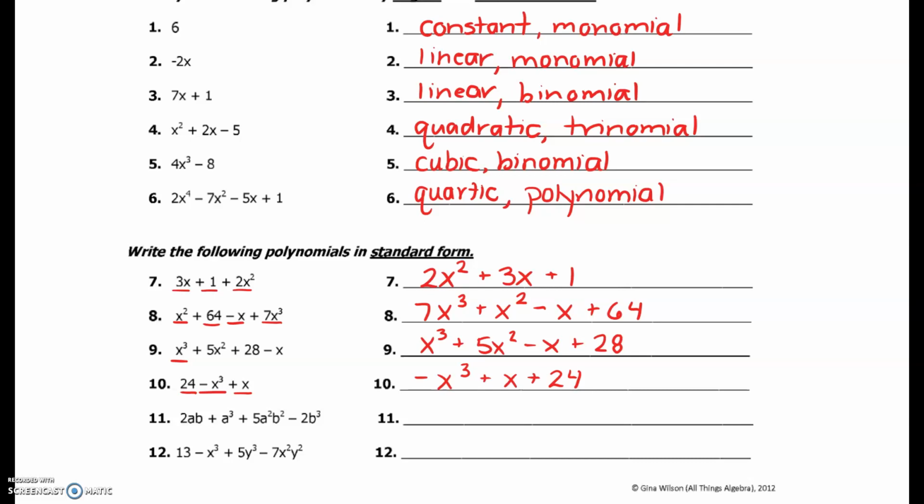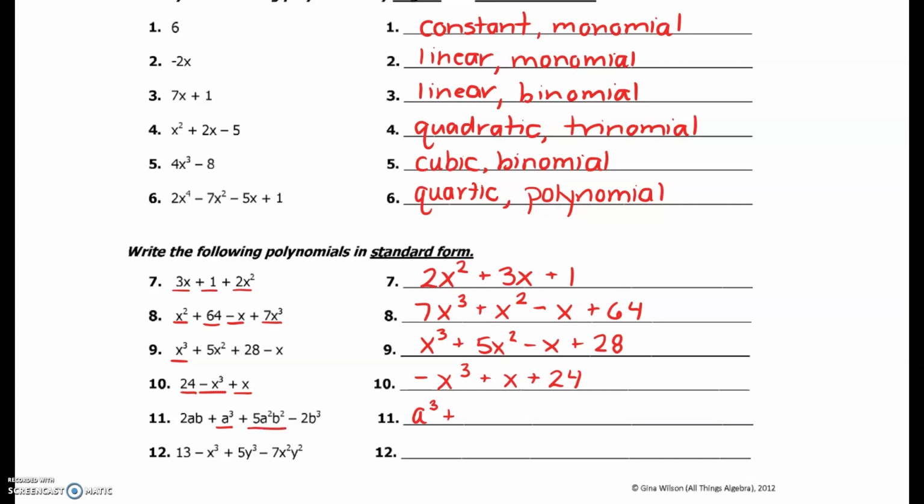Now 11 and 12, you'll notice that you actually have 2 variables. So when we have 2 variables, we have to put them in alphabetical order, still in order of descending exponents. So we have a's and b's. So we want every term that starts with an a first. That would be a to the third.